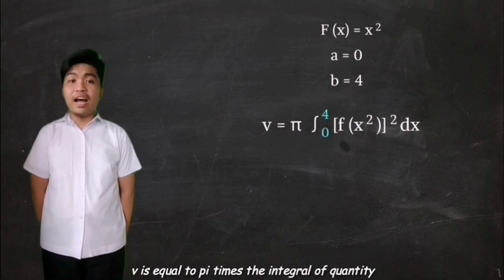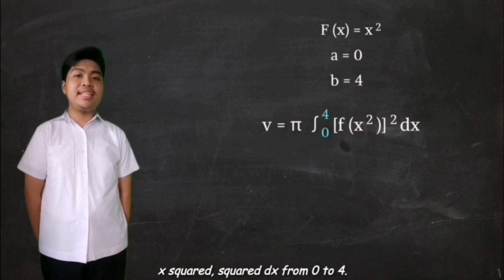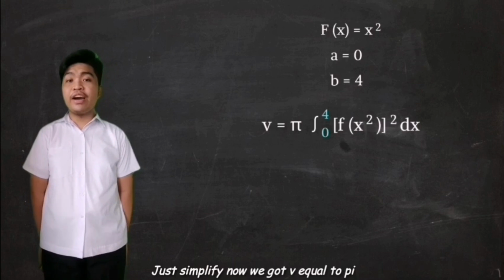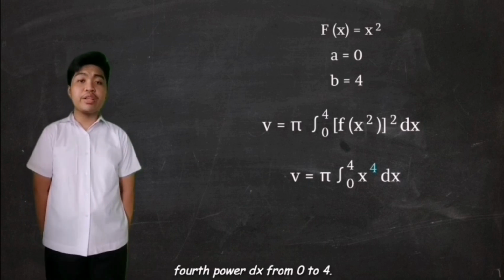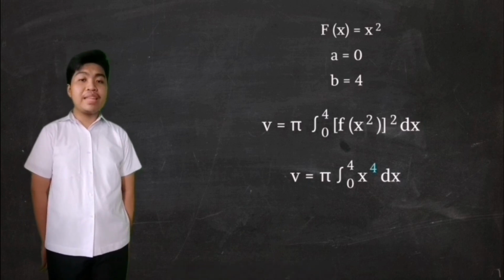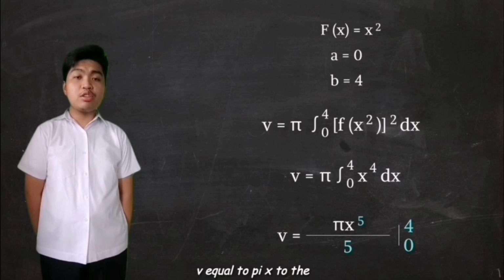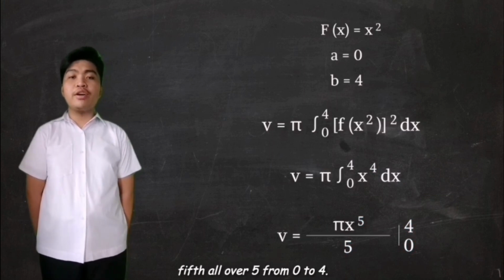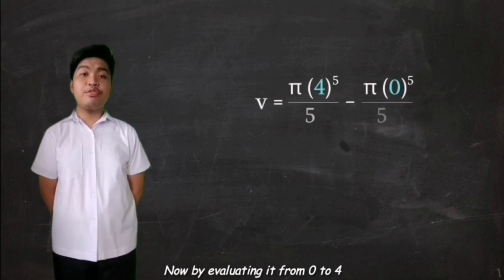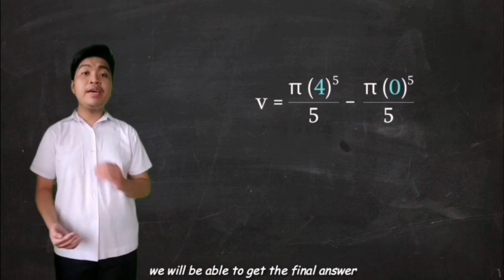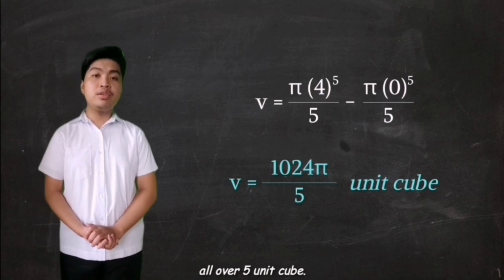V is equal to pi times the integral of the quantity x squared, squared, dx from 0 to 4. Just simplify. Now we got V equal to pi times the integral of x to the 4th power dx from 0 to 4. And then by applying the power rule of integration, we will be able to get V equal to pi times x to the 5th all over 5 from 0 to 4. Now, by evaluating it from 0 to 4 and by further simplifying, we will be able to get the final answer, which is V equal to 1024 pi all over 5 cubic units.